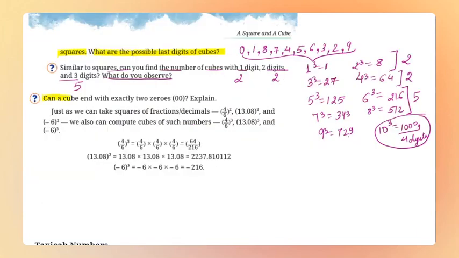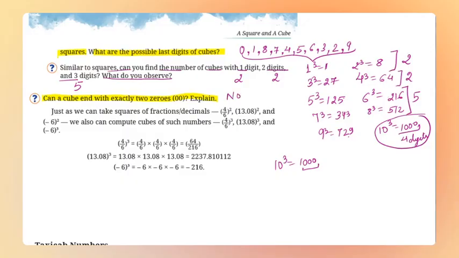Next question they are asking, can a cube end with exactly 2 zeros? Explain. What is the smallest cubic number which ends with 0? 10 का cube. So 10's cube is 1000 and it also has 3 zeros. उससे छोटा तो कोई number ही नहीं है जिसमें end में 0 आएगा. So this is false, this is no.